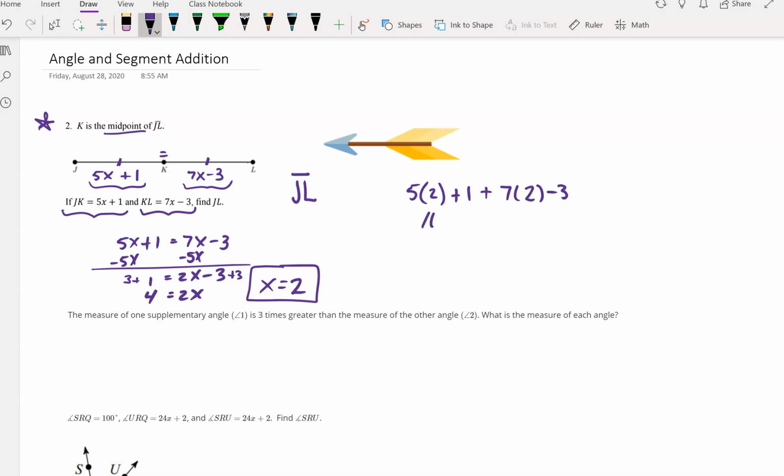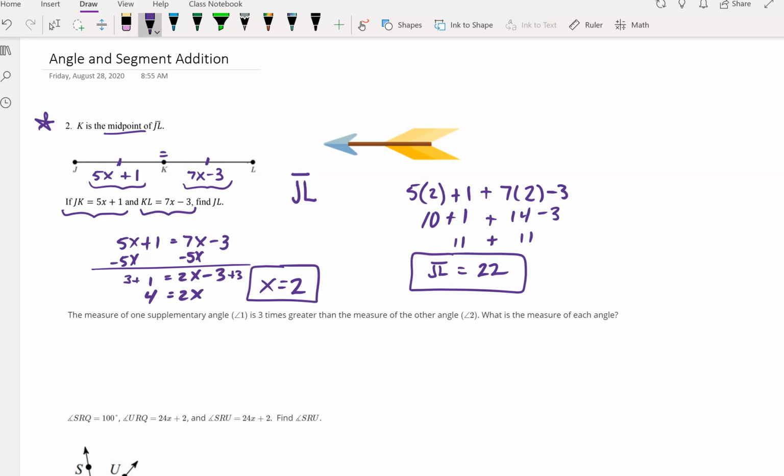Okay, so we have 10 plus 1, which is 11, plus 14 minus 3, which should also be 11 if that's the midpoint, and in fact it is. So together the measurement for JL is 22. So you'd say segment JL equals 22.